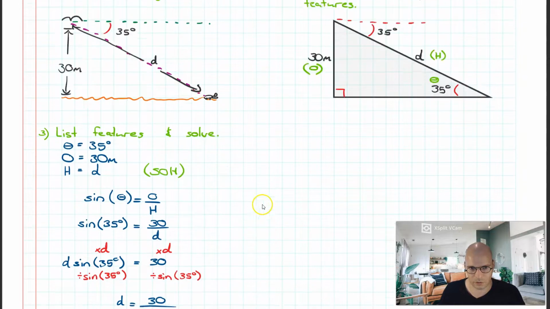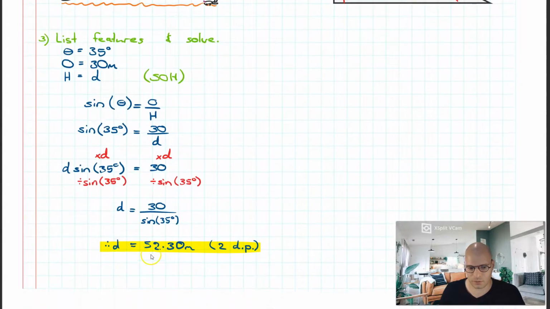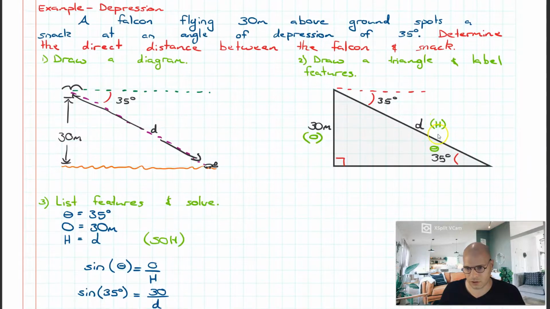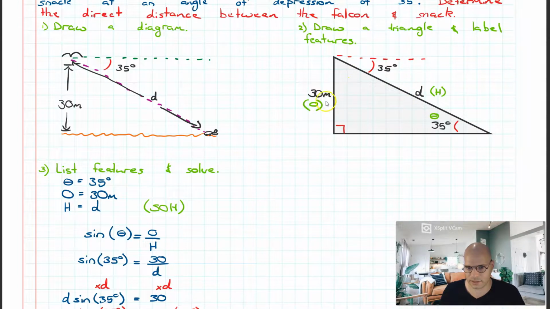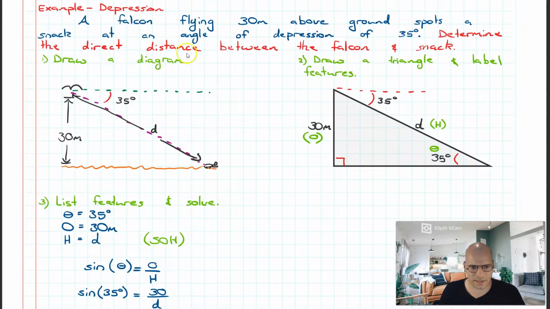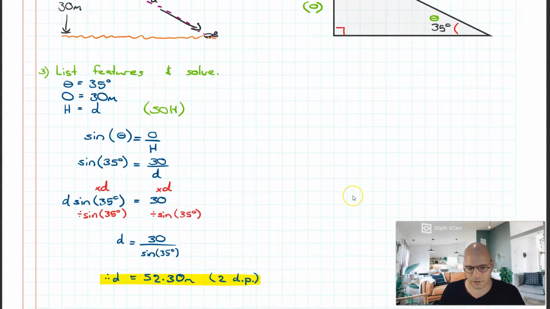Now looking back at what we were trying to do, we were trying to determine the direct distance between the falcon and the snack. The quantity we got was 52.30 meters. Referencing our triangle over here, the hypotenuse must be the longest side within the triangle, and if we're getting a value of roughly 52 meters, it's larger than the opposite, which tells us that this is probably the right value. So the direct distance between the falcon and the snack is roughly 52.30 meters.